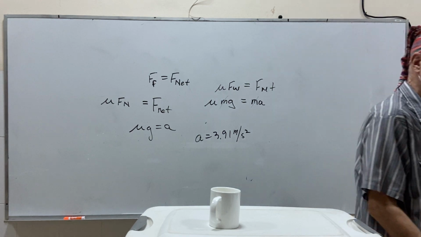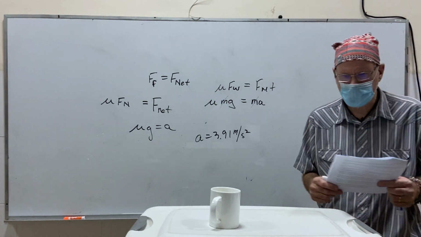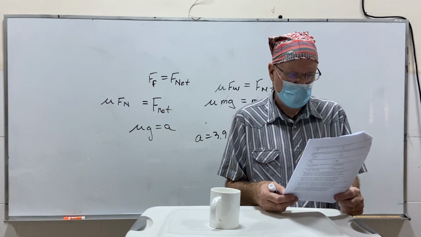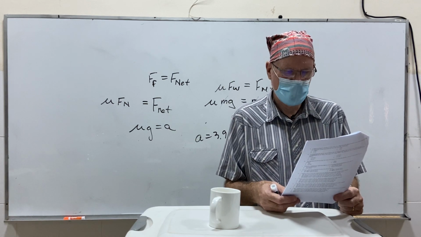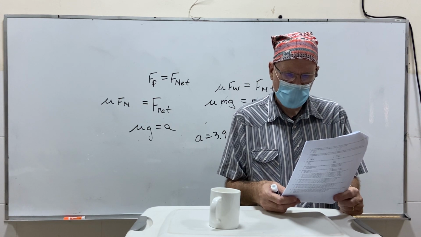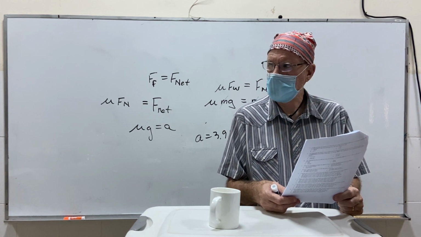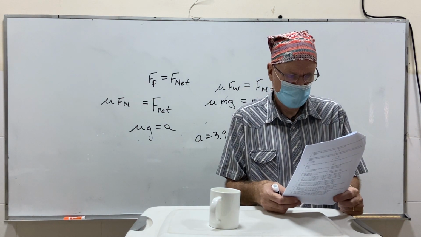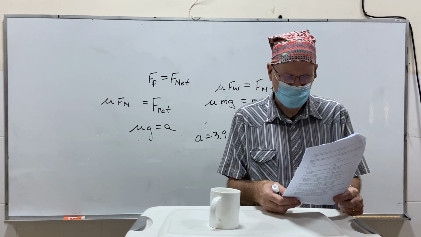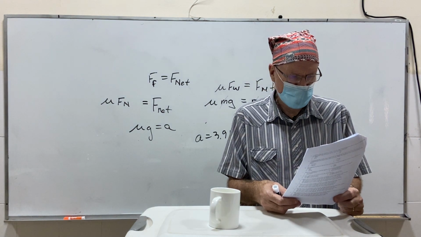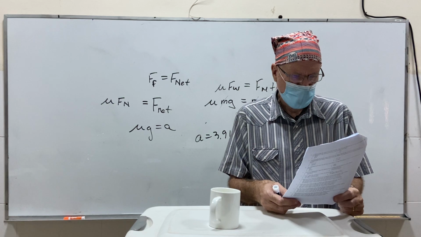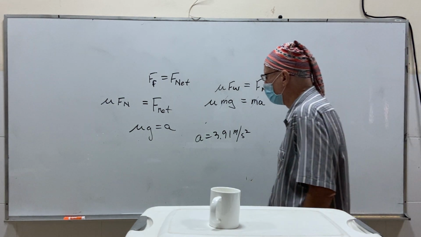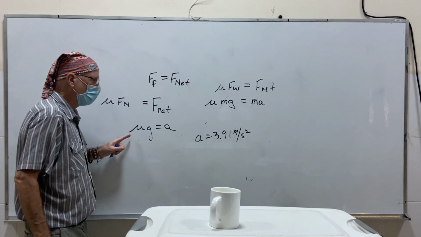Remember, let's go back to the problem. Maybe we need to reread the problem. It says, a crate is being carried in a pickup truck traveling at 15 meters per second. The truck applies the brakes for a distance of 28.7 meters while stopping with uniform acceleration. What is the coefficient of static friction between the crate and the truck bed if the crate does not slide? So what we're doing is calculating mu, aren't we?